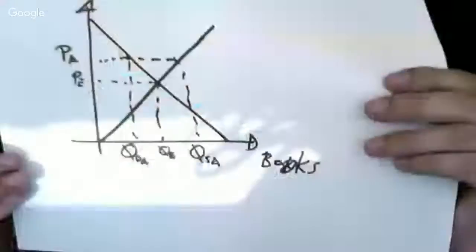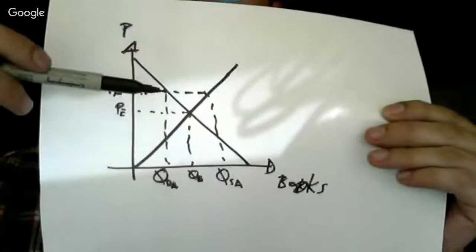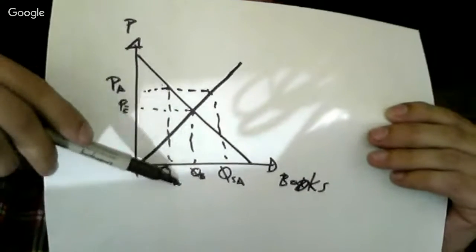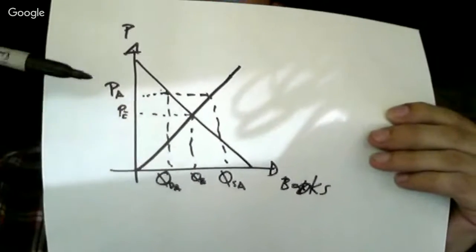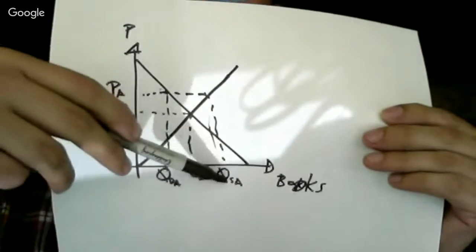So what's going to happen? The supply and demand are going to react to that increase in price. So the new quantity demanded due to this increase in price will be this QDA, and the new quantity supplied due to this increase in price will be QSA right here.